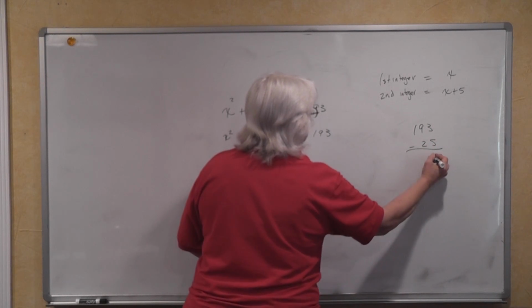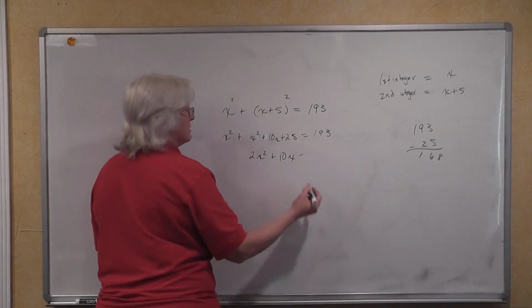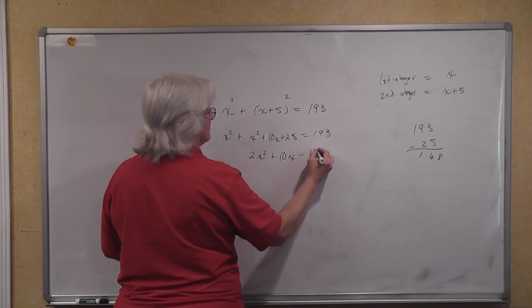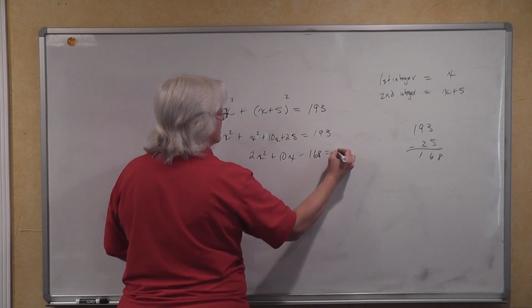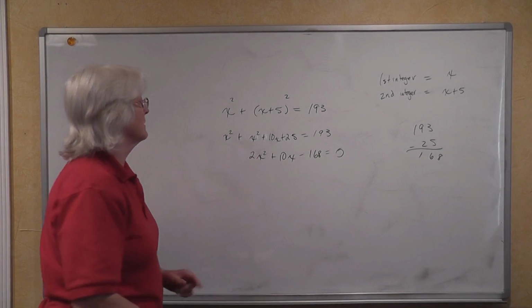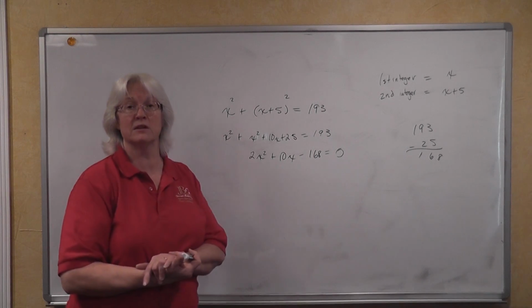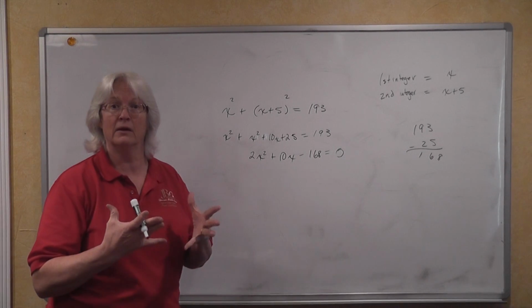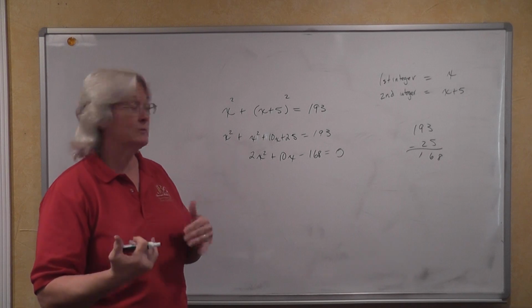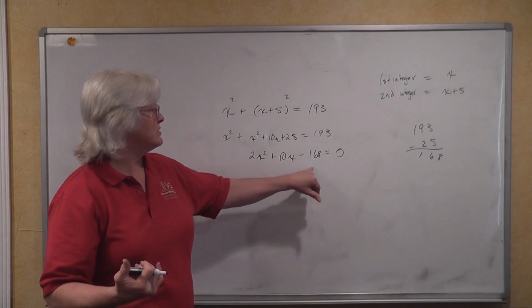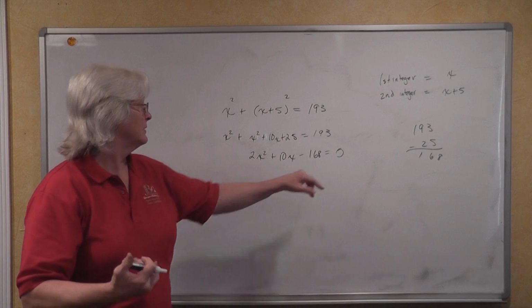Didn't look right, 168. Minus 168 is equal to 0. 2x squared plus 10x minus 168 is equal to 0. And I'm thinking, ugh. What's the first thing to do? I can divide this equation by 2, can't I?